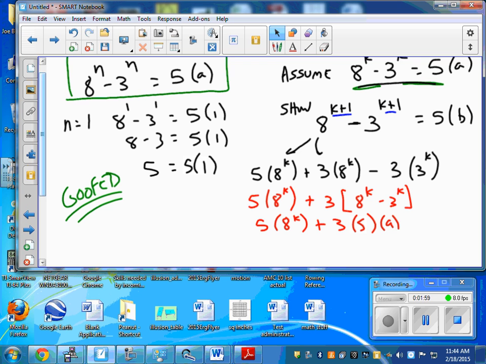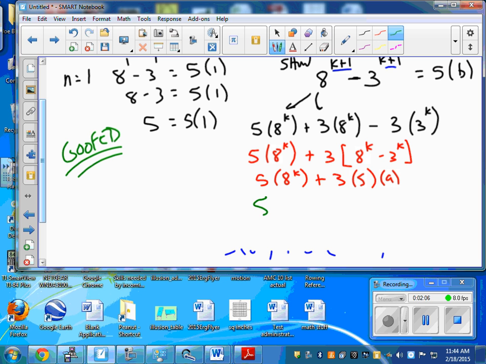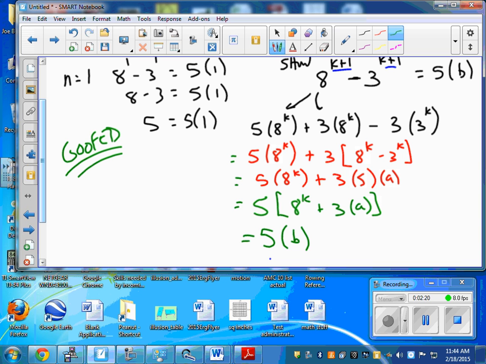And so now finally you can factor out the common factor of 5. So I have 8 to the k plus 3 times a. And so now just call that bracket quantity b. And so that's 5 times b, which is what we were trying to show. Okay, so all of these are legitimate steps, and we did show what we were supposed to show. Okay, so QED. Sorry about the misread before, and sorry about the extra 2.5 minutes.